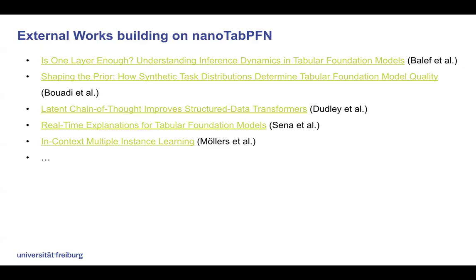Then there's in-context multiple instance learning. Here the idea is that you don't have labels for individual data points, but you have labels for bags of data points. And there's actually another somewhat similar paper which also cited us, which looked into in-context positive unlabeled learning. And there the idea is that you have positive labels and you have unlabeled, and unlabeled can be either negative or positive. And they also trained a variant of nanoTabPFN extending to this kind of problem.